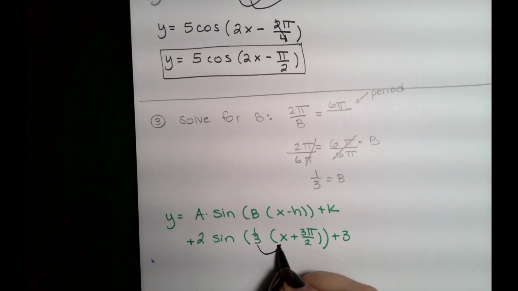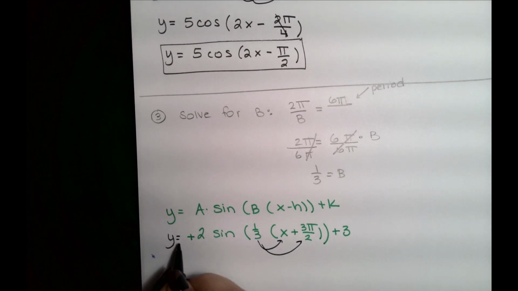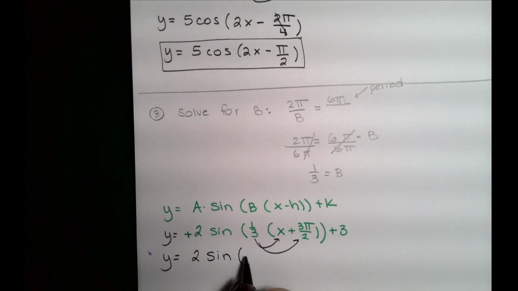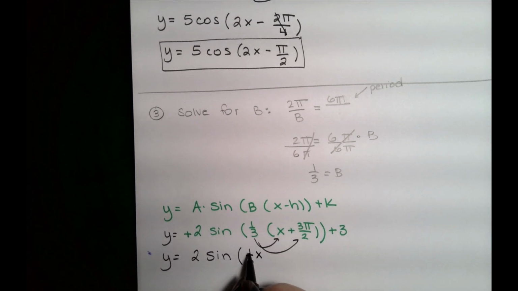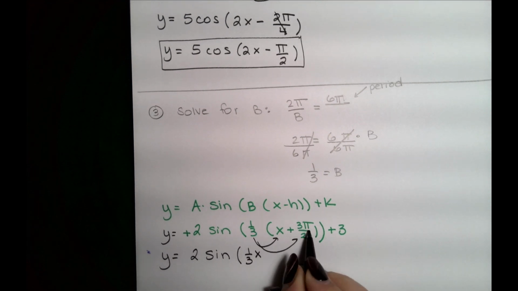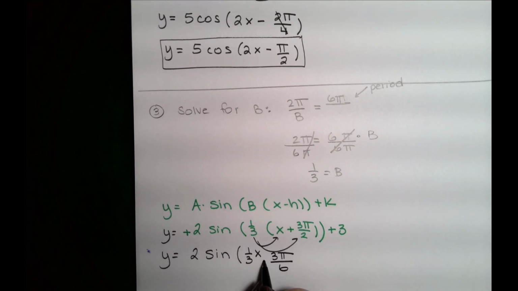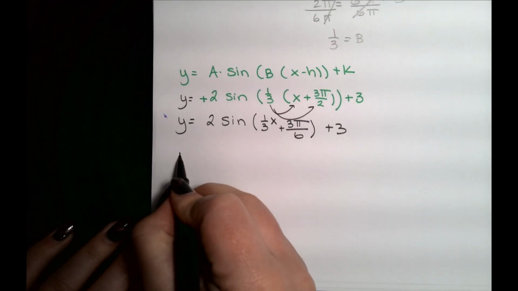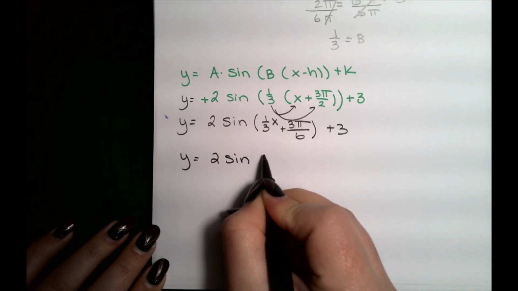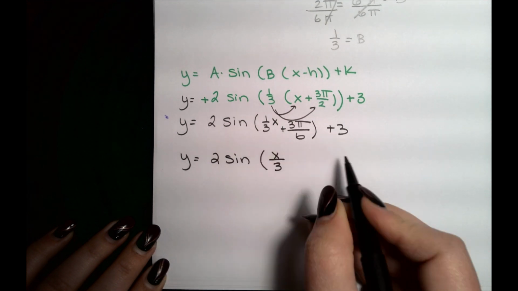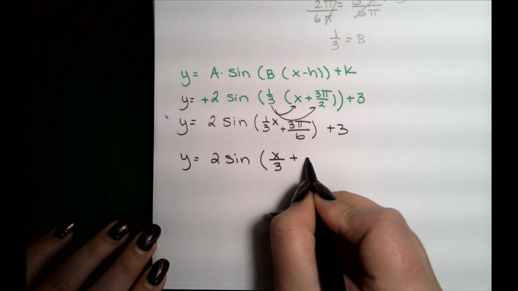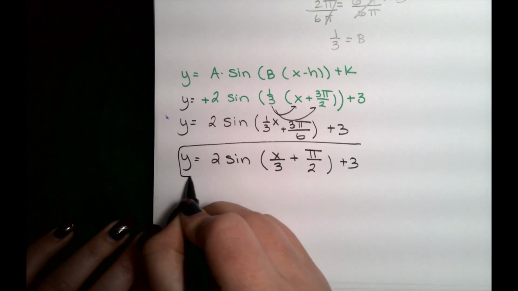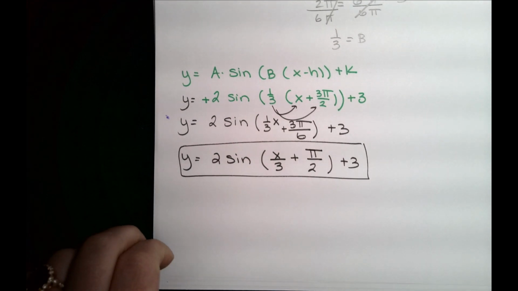Again, make sure that you distribute that 1/3. This is not an opposite of what you see. This is not a reciprocal. This is multiplying. 1/3 times x is 1/3 x. You can also write that as x over 3. And then we are multiplying. We get 3 pi over 6 plus 3. I will rewrite that. That is a little messy, and I'm going to shift my paper up. Y equals 2 times sine of x over 3, which is 1/3 x, plus 3 divided by 6, we get pi halves, plus 3.